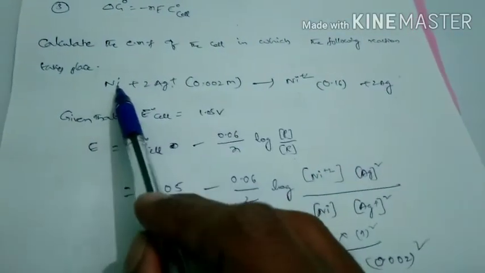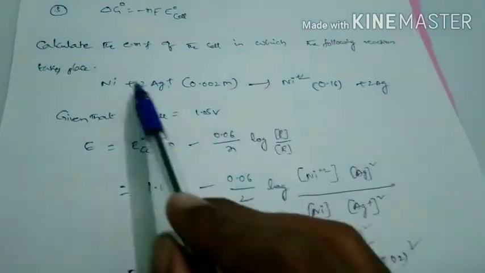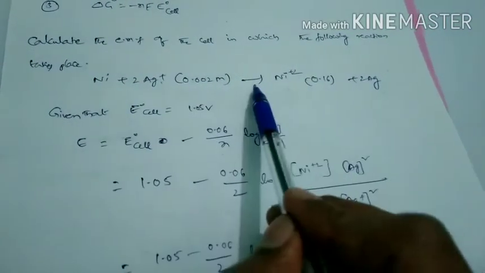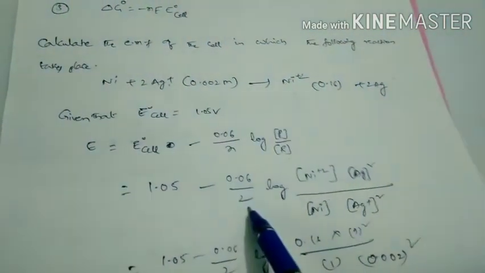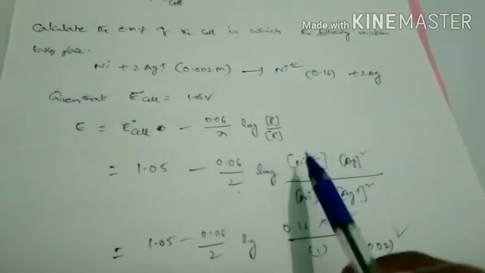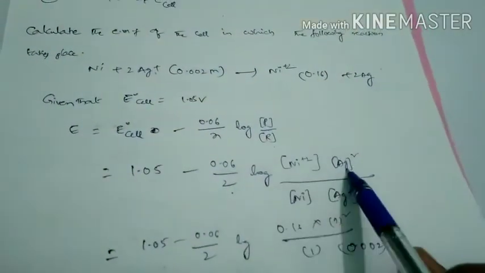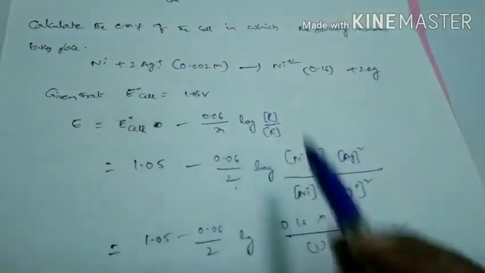How can we say that? Here Ni is converted into Ni plus 2. That means Ni loses 2 electrons. So 2 electrons are involved in this reaction. So 2 log of these, which are the products, Ni plus 2 and Ag, and these are the reactants, Ni and Ag plus.